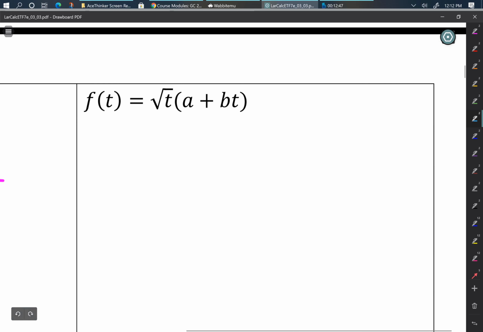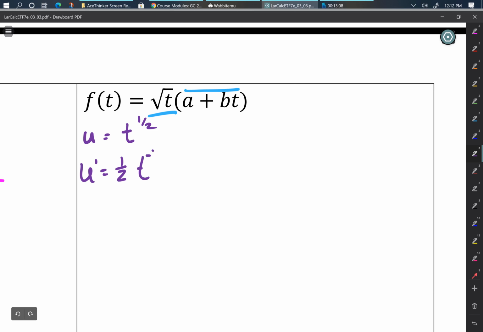I have another product here. I have a root of t multiplied by the binomial a plus bt. Okay? Going to use the product rule. So u is t to the 1/2. Remember, why did I rewrite it? Because I don't have a definition for roots. I have a definition for exponents. So then u prime is going to be 1/2 t to the negative 1/2. Okay? Our v is going to be a plus bt. So then v prime is going to be b.